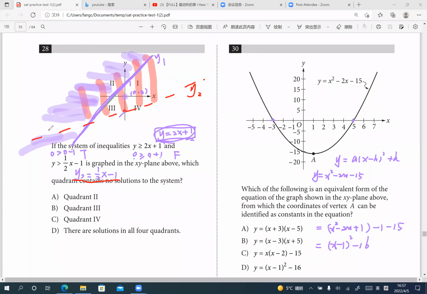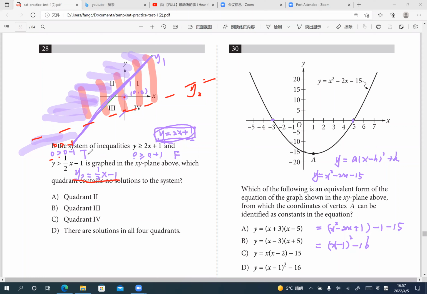So this is the second line, y2. Now we need to choose a point, not on the line. We still choose the point 0 and 0. Then we plug in: is 0 greater than 0 minus 1? So this is a true statement because 0 is greater than -1.